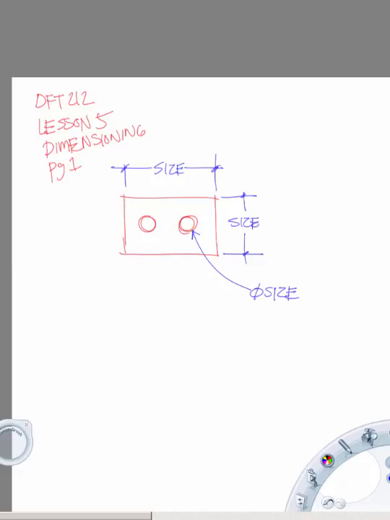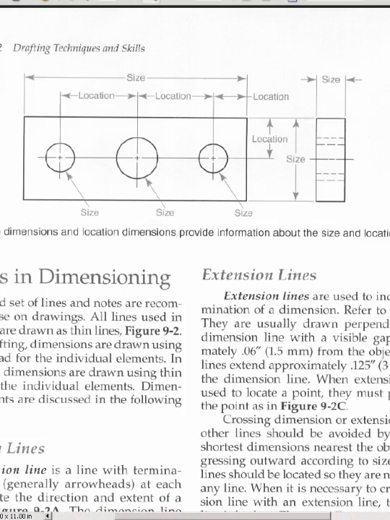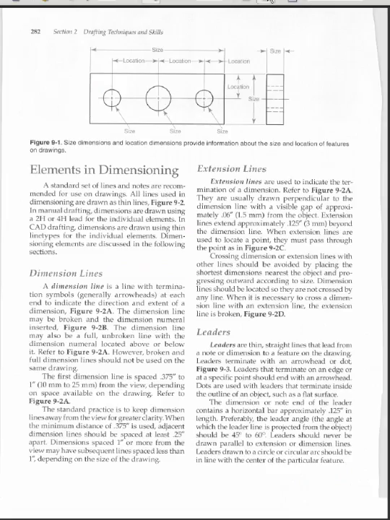And then you have what we refer to as location. That's a location. That's a location. And that's a location, as well as this is a location. So two types of dimensions: location and size. That's all there is. Nothing too complex about that. And that's what the book starts off talking about.